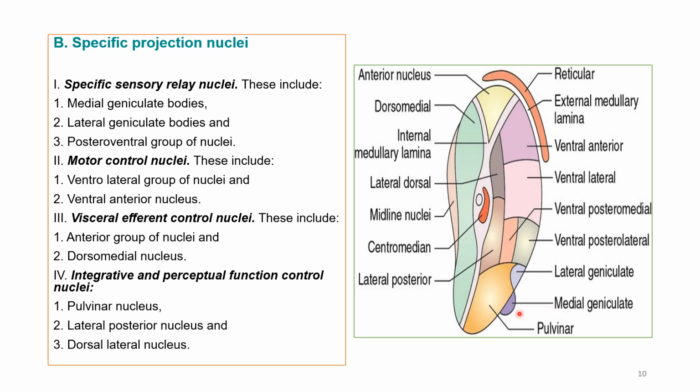So these four, that is medial geniculate, lateral geniculate, ventroposteromedial, ventroposterolateral, they are concerned with sensory function. Ventroanterior and ventrolateral, they are concerned with motor function. Anterior nucleus and dorsomedial nucleus are concerned with the visceral efferents, and pulvinar, lateral posterior, lateral dorsal, they are concerned with the integrative and perceptual function. Okay, then the centromedian and midline, they are non-specific projection nuclei.